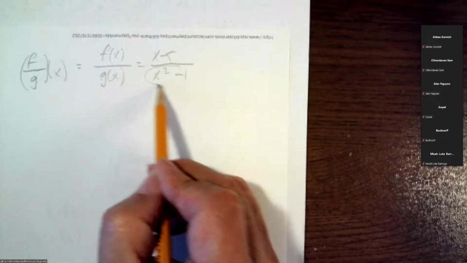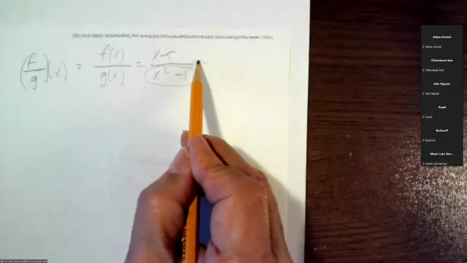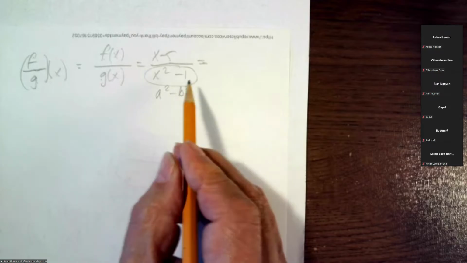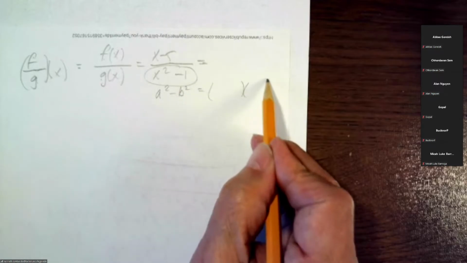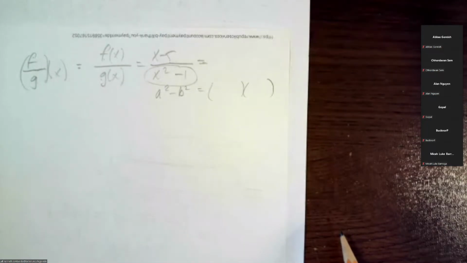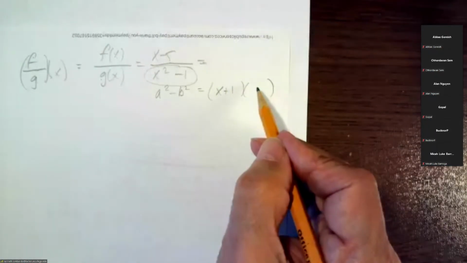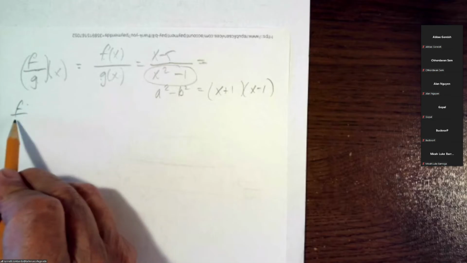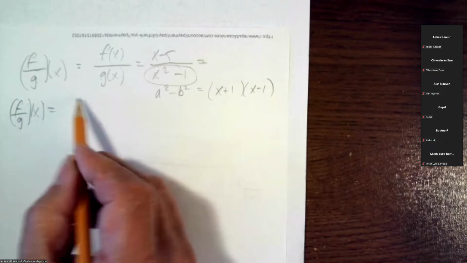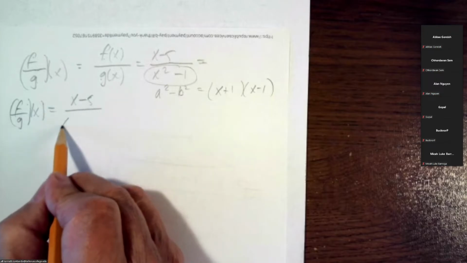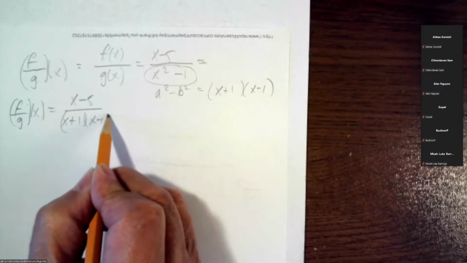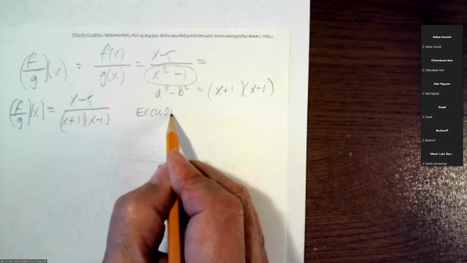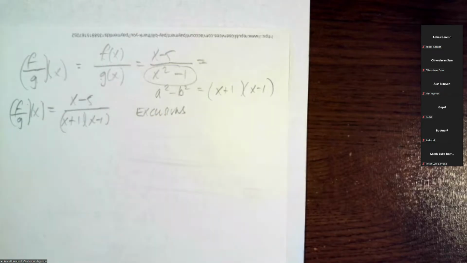Now, let's see, we probably want to factor this if we can, factor the denominator. Does that look like a square minus b square? And if it does, how does that factor? X plus 1 and x minus 1. Okay. So we say f over g of x equals x minus 5 over x plus 1, x minus 1. Okay. Any exclusions? New volunteer. X cannot equal plus or minus 1.